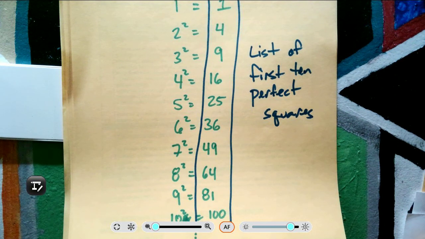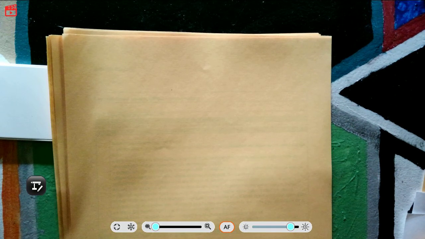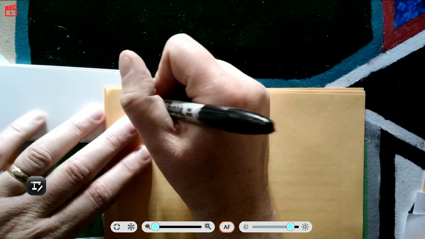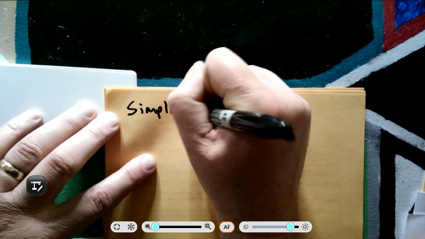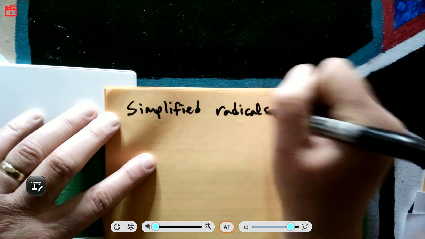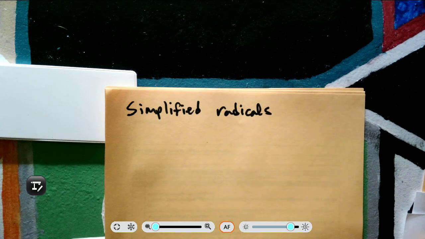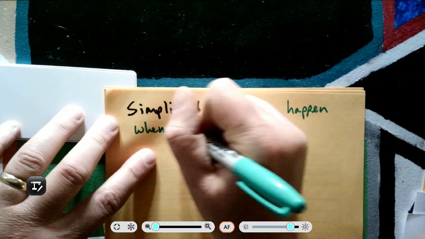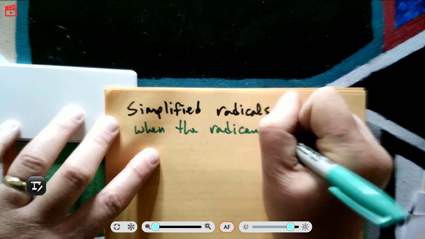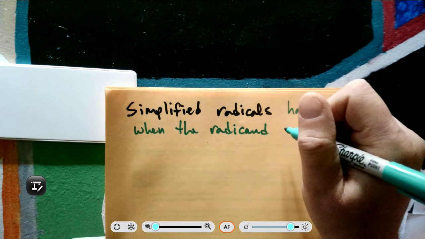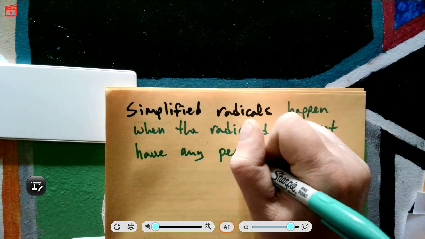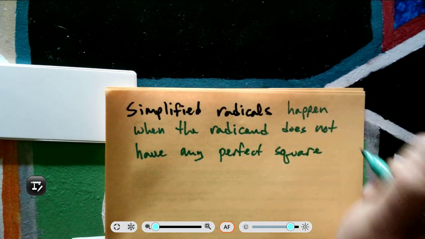All right. Perfect squares are very important with regards to simplifying radicals. So let's talk about what it means to simplify a radical. Simplified radicals happen when the radicand, which is the number you're taking the square root of, does not have any perfect square factors.